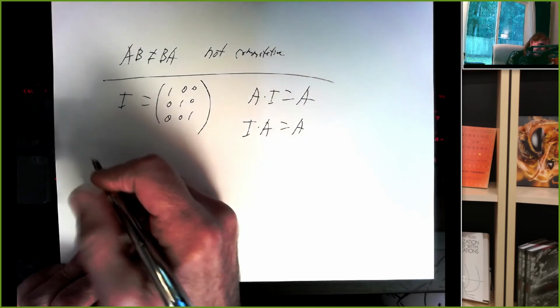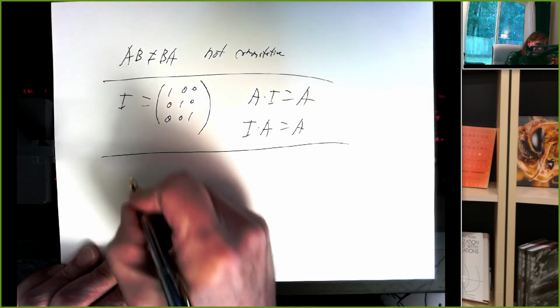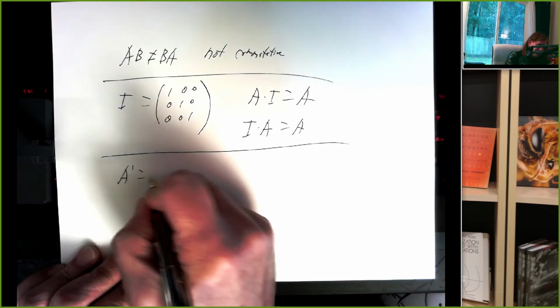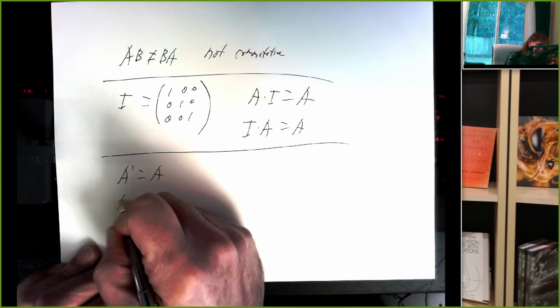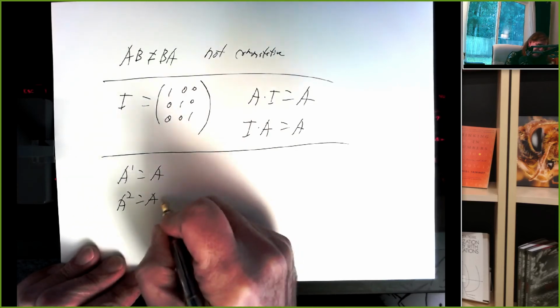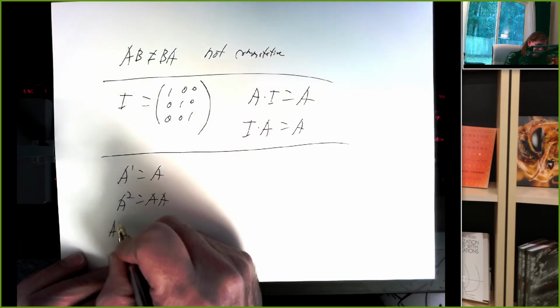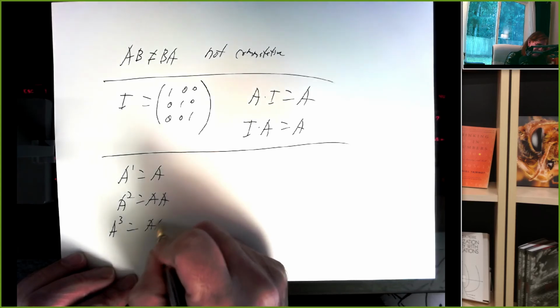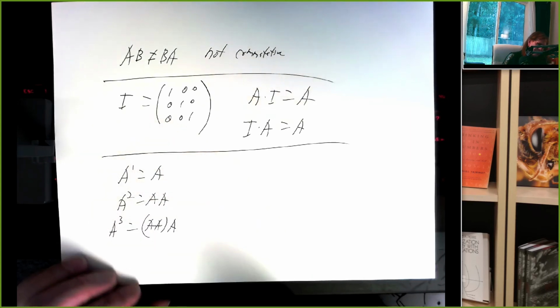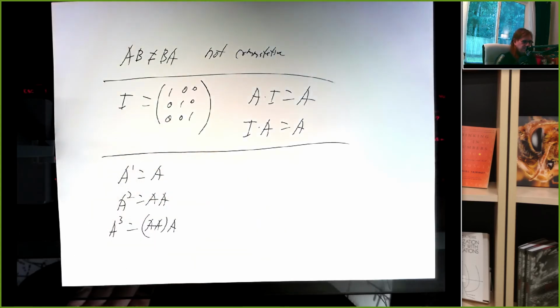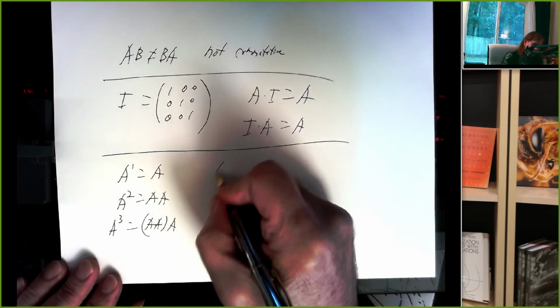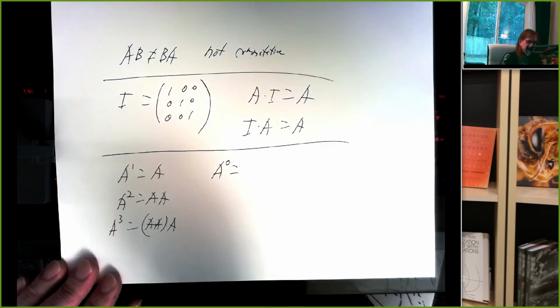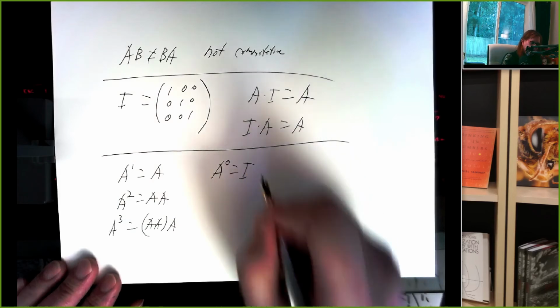And so we can define powers or exponents of matrices. A to the 1 is just A, A squared is A times A, A cubed would be A times A multiplied by A, and so on. And by definition, A to the 0 is, well, it's not 1, it's the identity matrix.